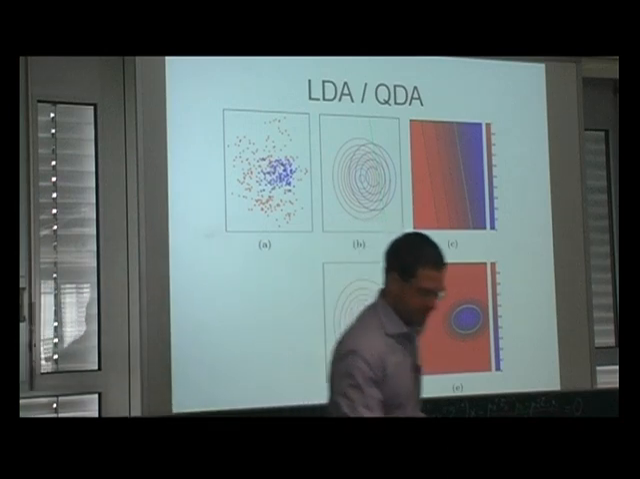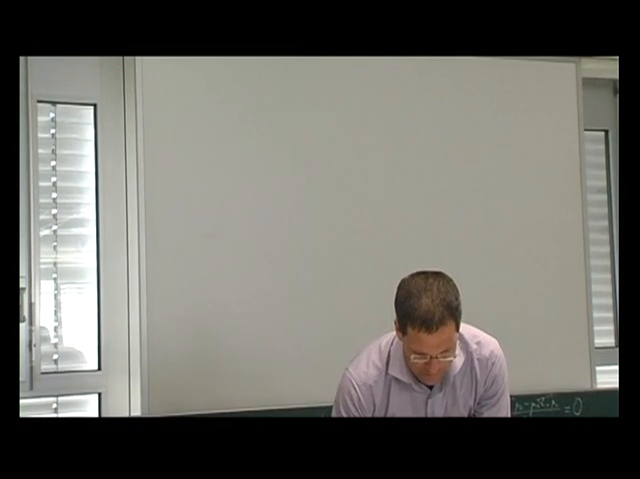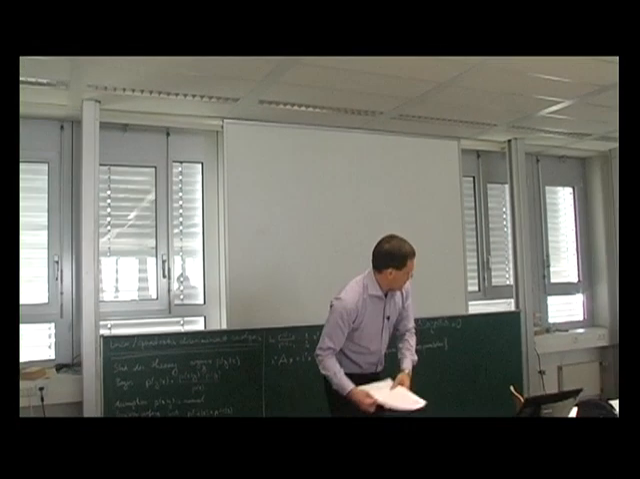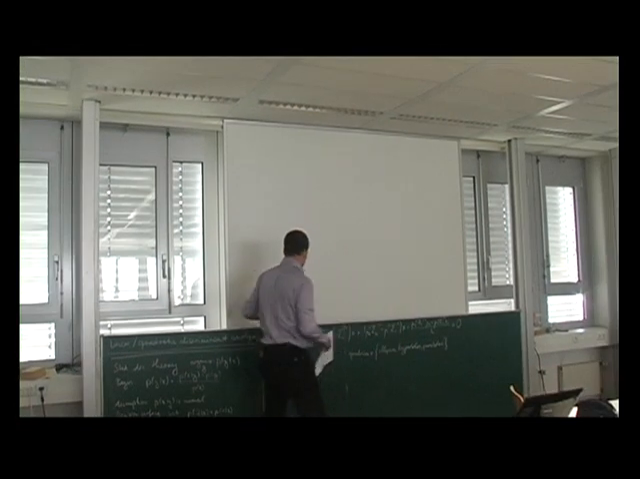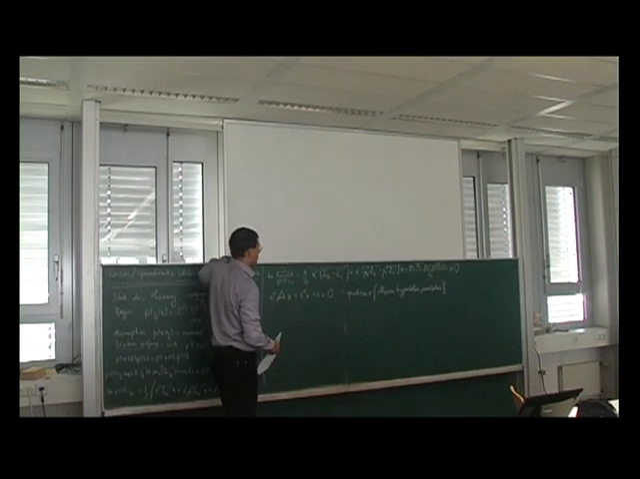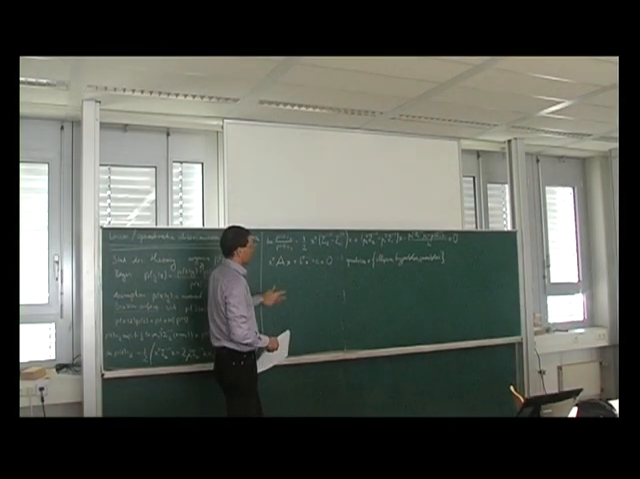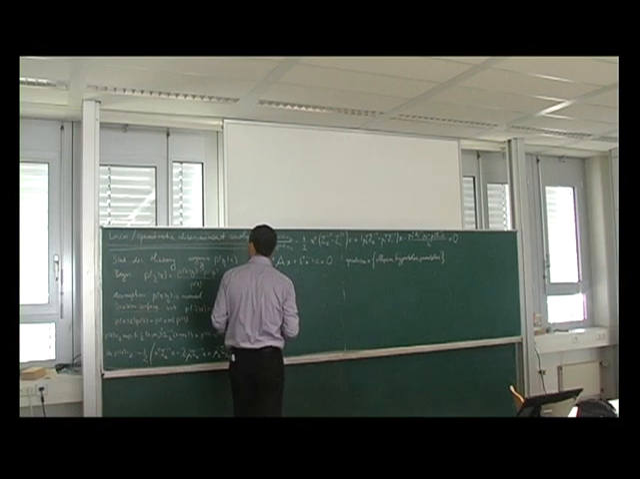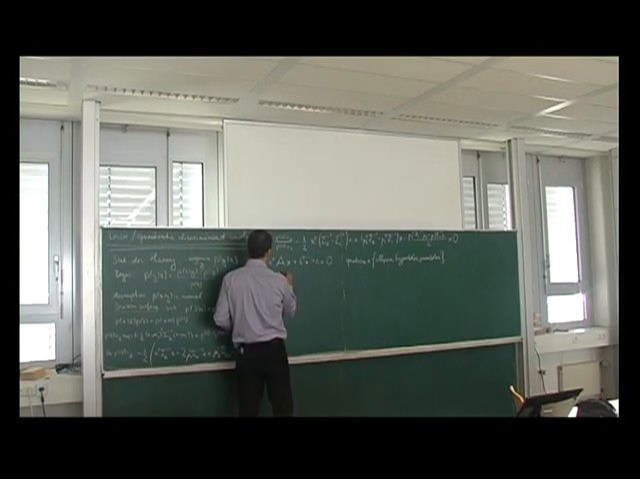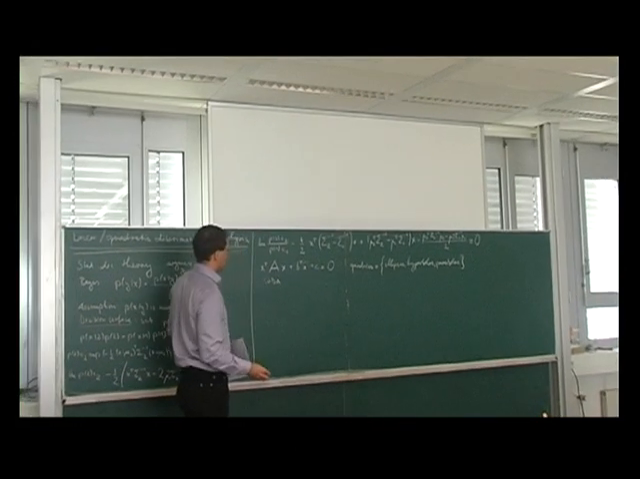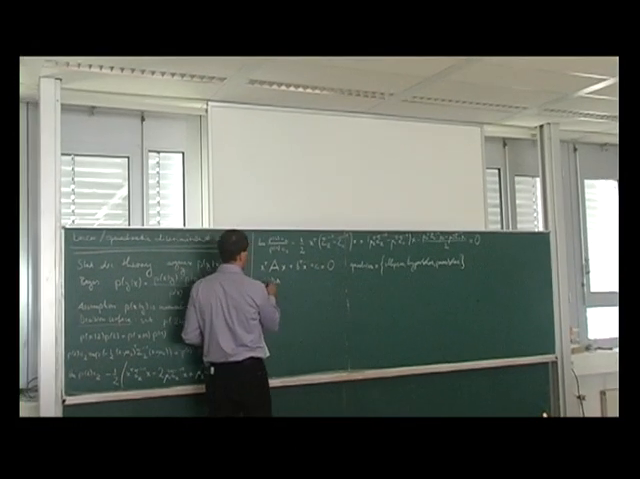Because we get out such a quadratic form, and because our decision surfaces will be quadrics, this is called quadratic discriminant analysis, or QDA for short.